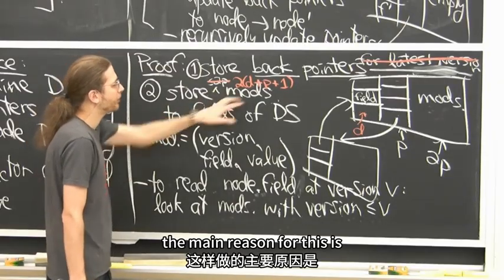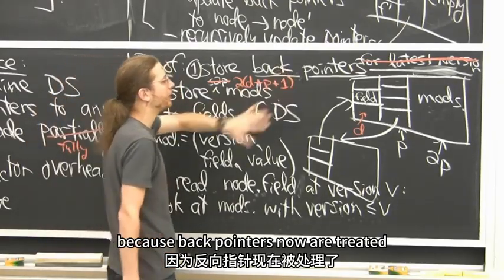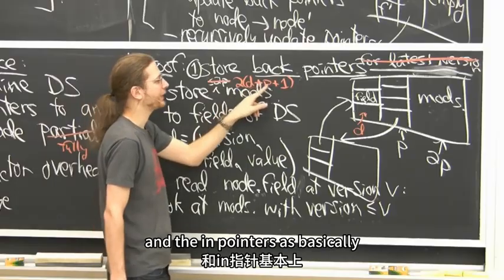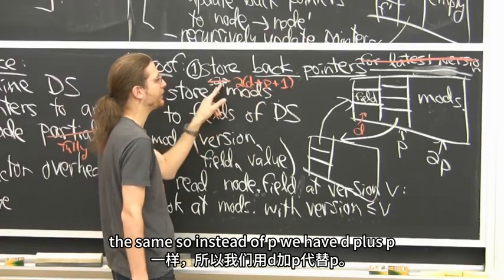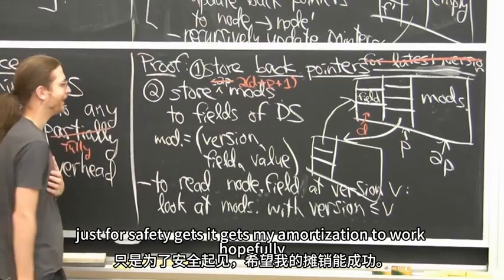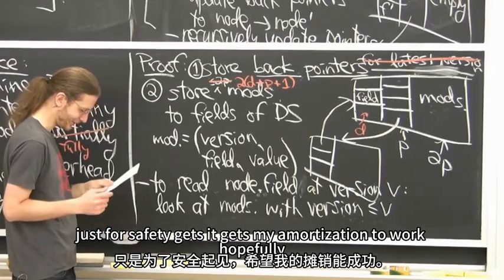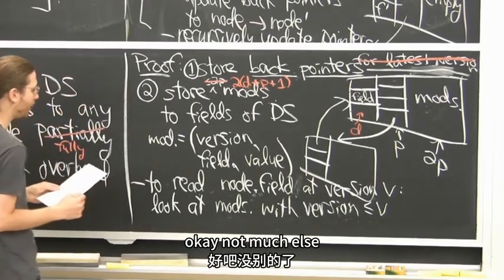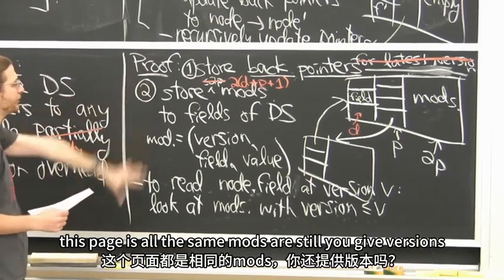So just slightly more. The main reason for this is because back pointers now are treated like everyone else. We have to treat both the out pointers and the in pointers as basically the same. So instead of p, we have d plus p, and there's a plus 1 just for safety. It gets my amortization to work, hopefully. Okay, not much else changes. This page is all the same.